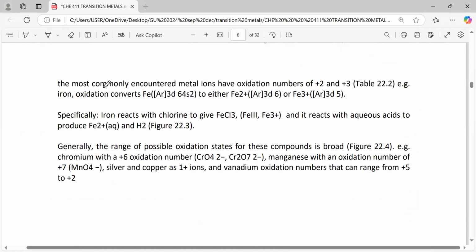And you can always write the oxidation numbers. For example, the iron atom's oxidation number is neutral before reaction. Then after reaction to form iron 2, you lose those two on the 4s. Then when you form iron 3, you lose the whole 4s and 1 from the 3d6 to get that one.